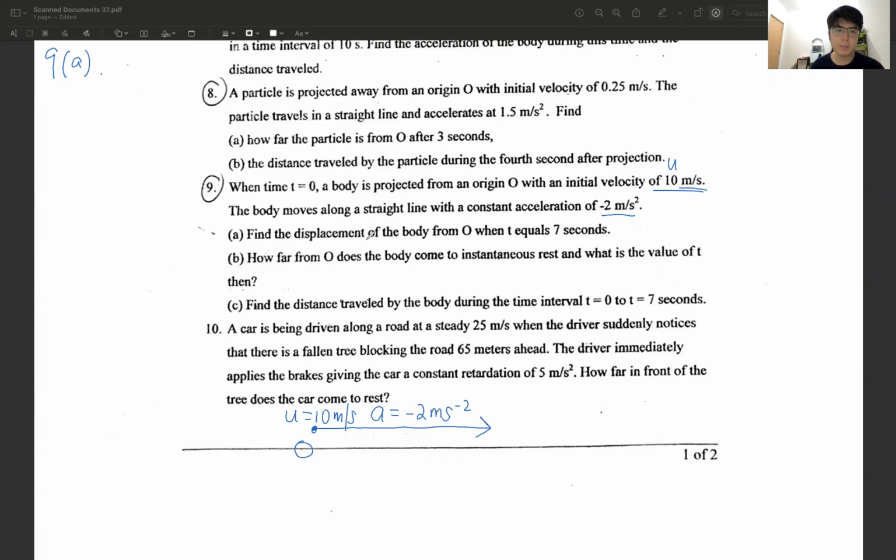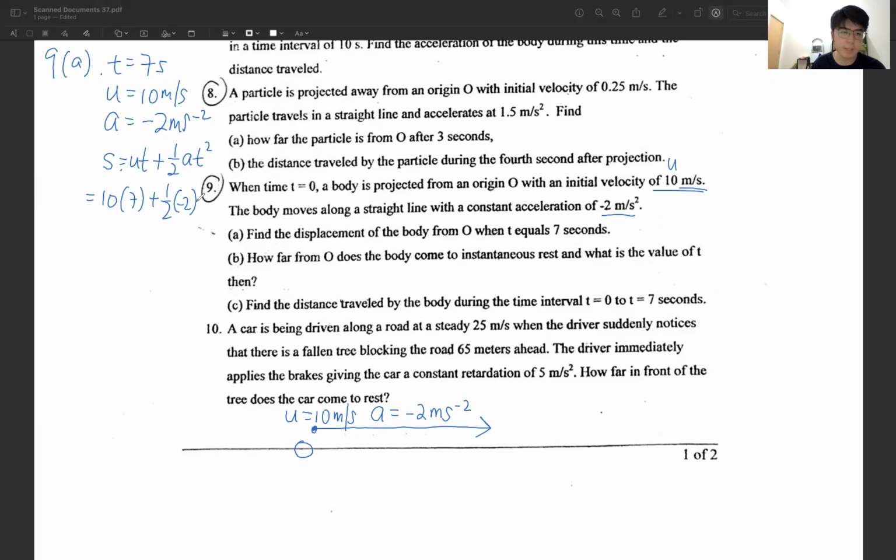And then what do we want to find? Find the displacement of the body from O when t equals 7 seconds. Oops, this one should be 7 seconds, not 10 seconds. u is 10 meters per second, a is -2 meters per second squared. We want to find s. Again, we use the same formula, s equals ut plus half at squared.